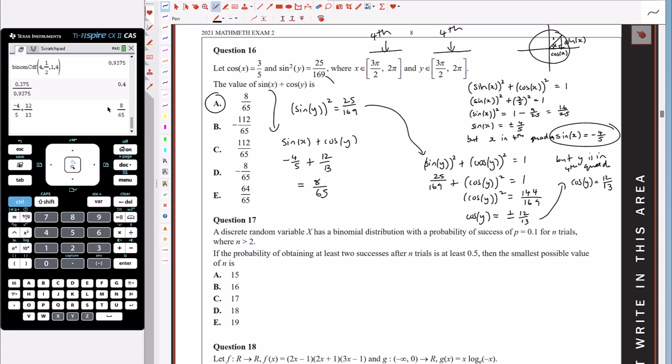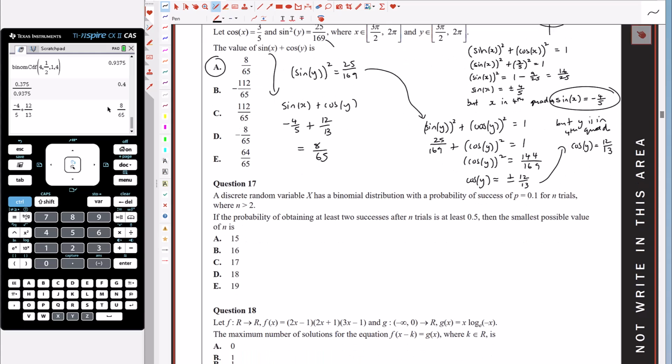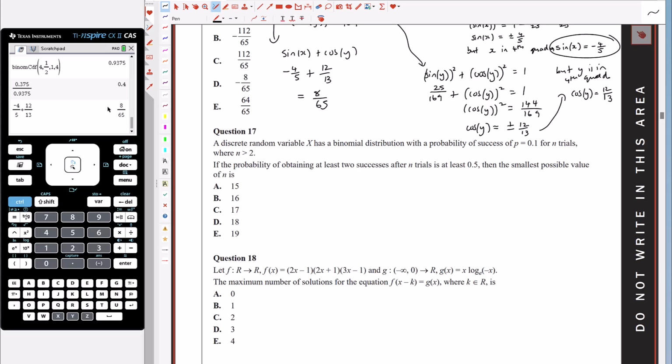Okay, question 17. A discrete random variable x has binomial distribution with a probability of success of 0.1 for n trials where n is greater than 2. If the probability of obtaining at least 2 successes after n trials is at least 0.5, then the smallest possible value of n is. Okay, so x is binomial, we don't know what n is, we do know what p is. We know the probability of obtaining at least 2 successes has to be at least 0.5.